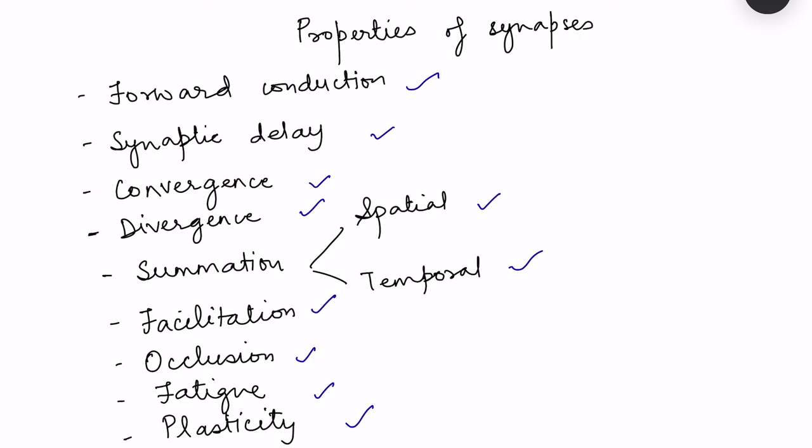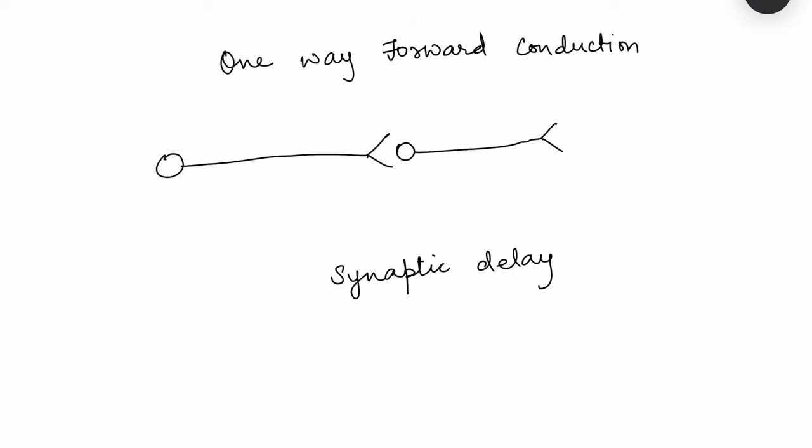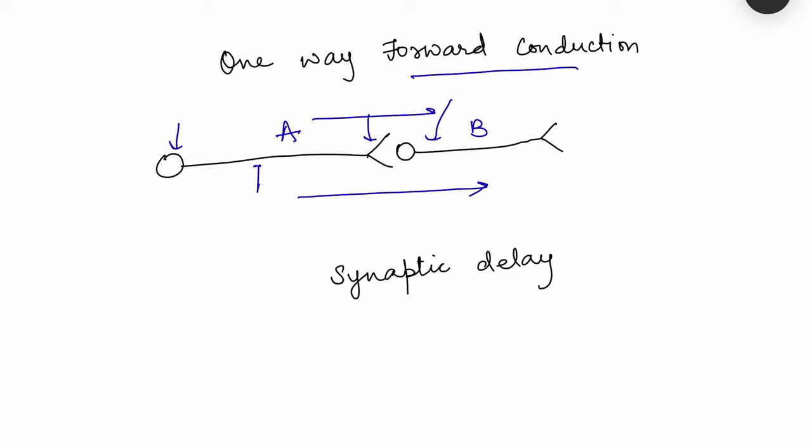So the first one is forward conduction. The term forward conduction means that the impulse can only be transmitted from the presynaptic neuron to the postsynaptic neuron. So here is a schematic diagram showing a presynaptic neuron, where this is the cell body, this is the axon, and this is the neuron terminal which is making contact with a postsynaptic neuron. So the impulse can only be transmitted from neuron A to neuron B and not from B to A.